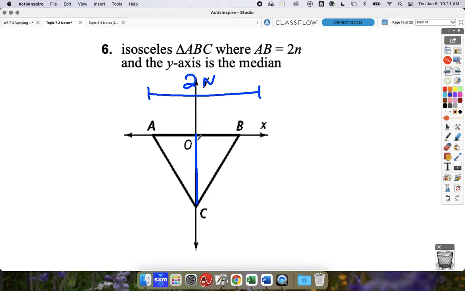So if it's 2 N's wide, how big is it from the origin to B? N. So I have to go over 0. I'm sorry. Over N and up 0 to get to B. How do you get to A?